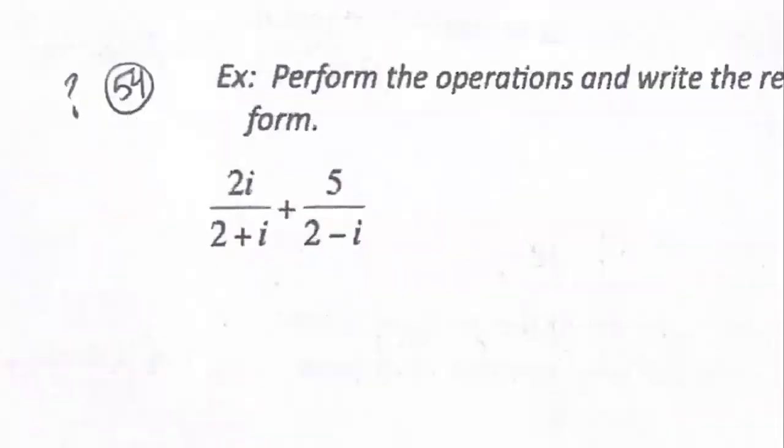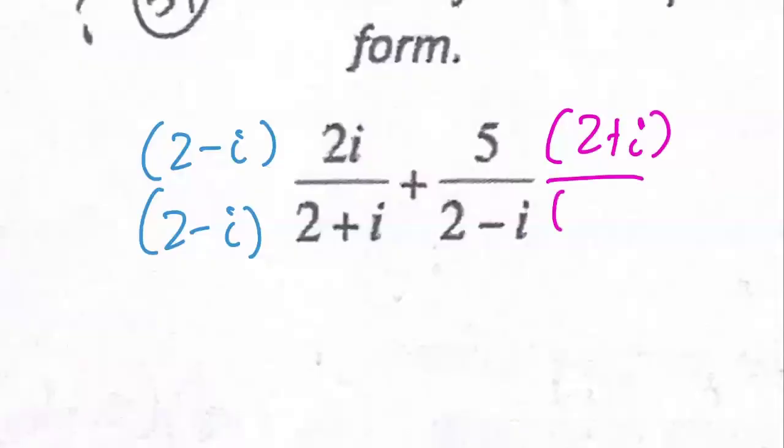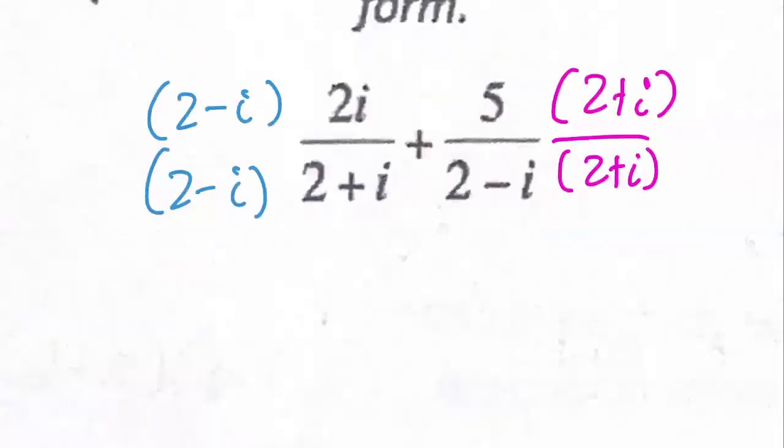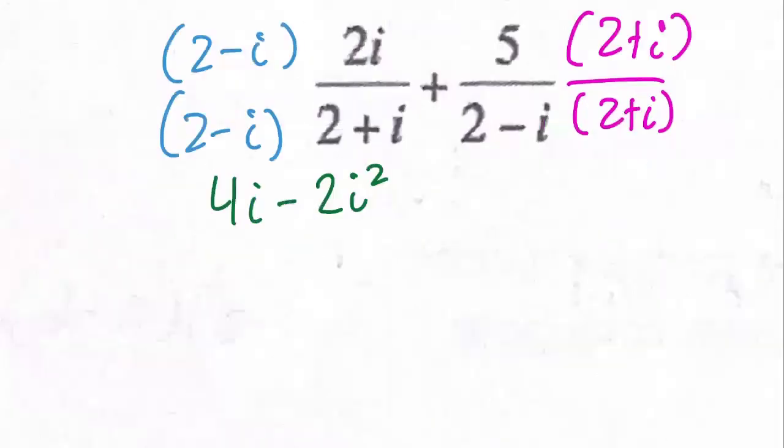All right. These are the ones that are honestly probably the most annoying, when you have two rationals. 2 minus i, 2 minus i, but then this one is going to be 2 plus i, 2 plus i. So for the numerator, 4i minus 2i squared. So double check my work.